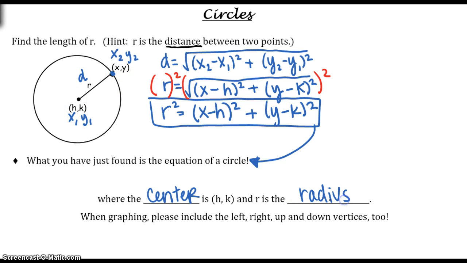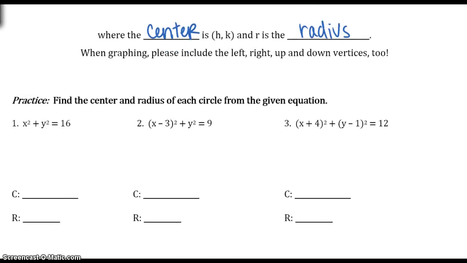One thing that students have to be careful of, notice that there are subtraction signs in here. So it's always the opposite of H, the opposite of K. And notice that it's not just R that's here, it's R squared. Okay? Later on when we graph, I would like you to also include the vertices so we can graph it correctly. And I'll talk about that a little bit later. We won't talk about that right now. So let's move down here.